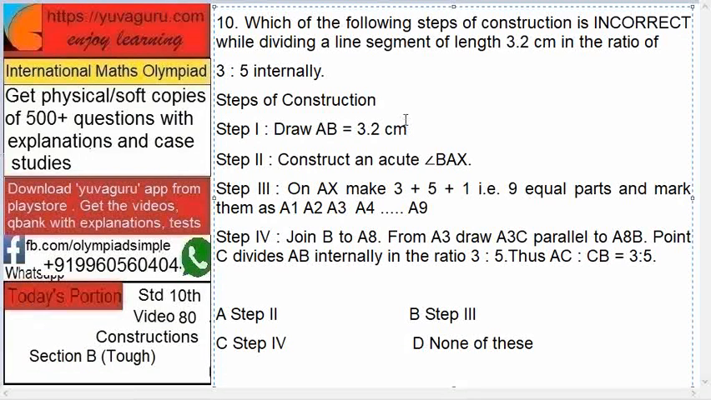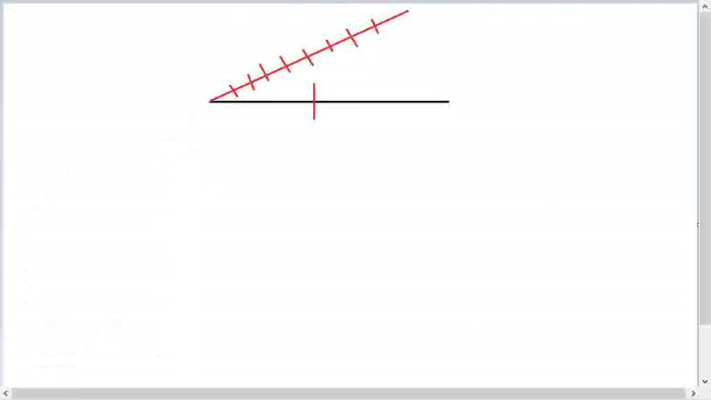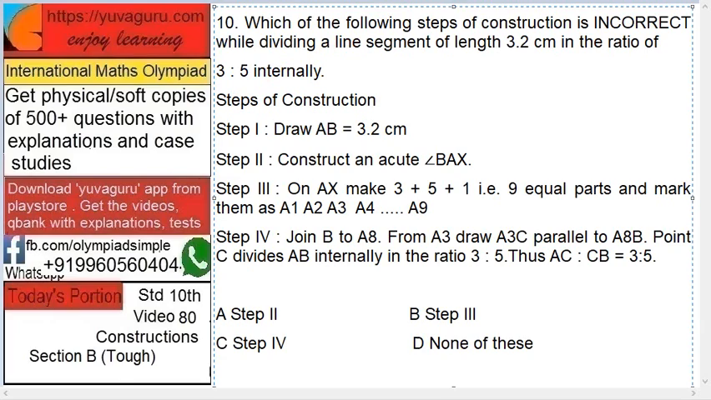Okay, now second is what? We have to draw an acute angle BAX, that is also correct. Means why acute angle? So you have to take any acute angle of any degrees and divide it into the number of parts, total number of parts required by us. So what is the total number of parts required? 5 plus 3, total 8 parts are required. So we'll have to divide it into 8 parts.